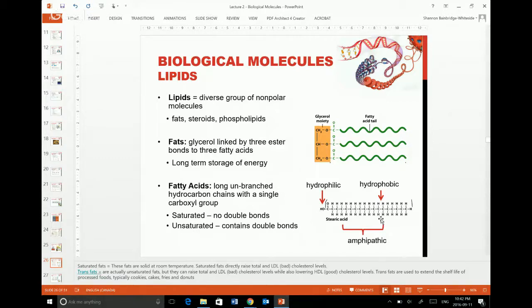These fatty acids can be what's referred to as saturated, which is what you're actually seeing here. That means that every carbon is fully bound to as many hydrogens as possible. Or you can have unsaturated, where you have some double bonds between the carbons, so they're not fully saturated by hydrogens.